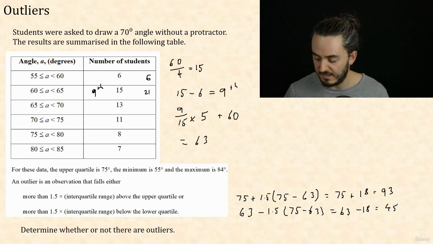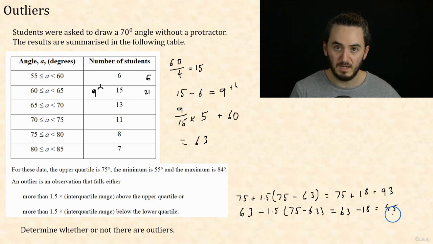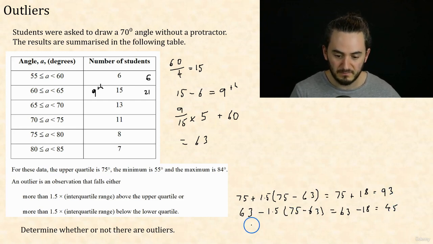So we are investigating now if there are any outliers. Well, okay, we're told that the maximum value is 84, which is not bigger than 93, and the minimum value is 55, which is not smaller than that. So nothing goes beyond our upper bound, nothing goes below our lower bound. So therefore, there are no outliers.